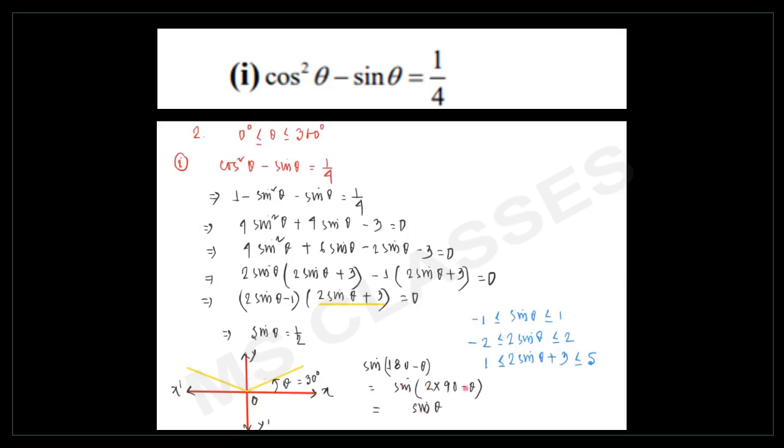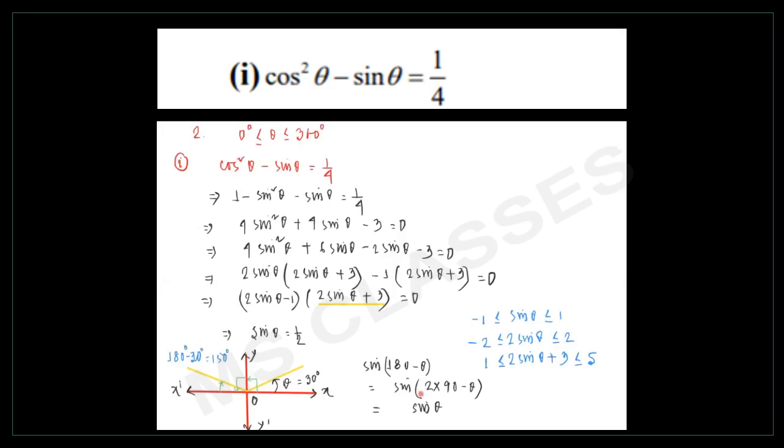Now 2 into 90 minus theta, that means 2 into 90 minus something. Why minus something? Because it is negative here, so clockwise direction. So that is the angle which you get. If it is minus, that is in the clockwise direction. So the angle lies in the second quadrant, and in the second quadrant sine is positive, so you get sin theta only. So one angle is 30 degree. Another angle, what we get? We get here 180 minus 30, that is 150 degree.